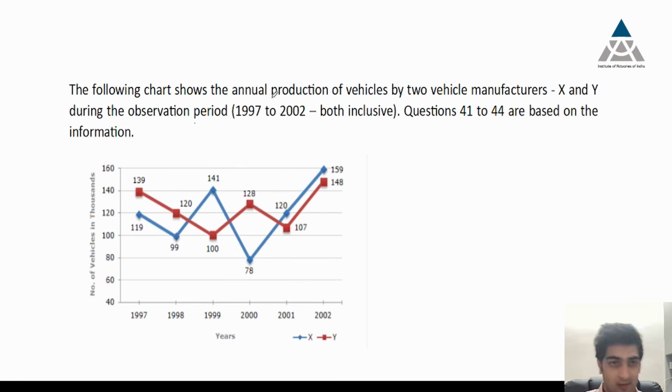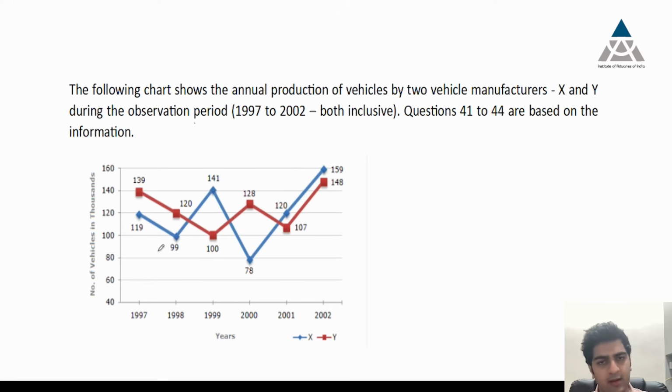So let's go. It says the following chart shows the annual production of vehicles by two vehicle manufacturers X and Y during the period 97 to 2002. So that means a total of 6 years: 97, 98, 99, 2000, 2001, 2002. So you have 6 years, two manufacturers, and luckily they have given the numbers here, so we don't need to create a separate table, right?